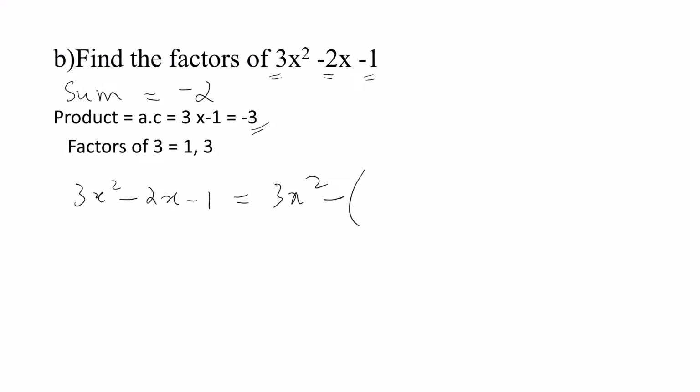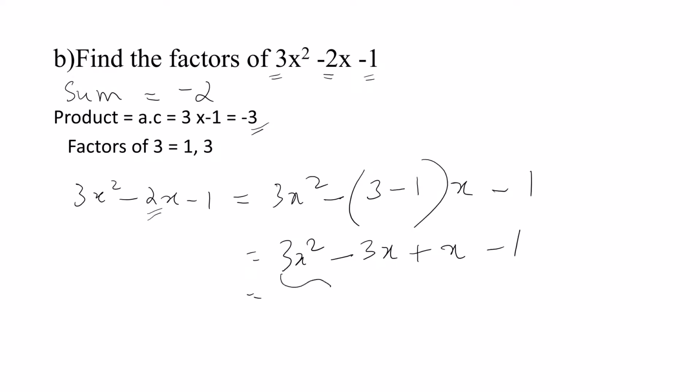Remember, if you want to get 2 and you have factors 1 and 3, what we can write is 3 minus 1. 3 minus 1 will give you 2. Then we have x outside, minus 1. So 3x square minus, when you open the bracket, it will be 3x, minus of minus will become plus 1x, that is x only, minus 1.